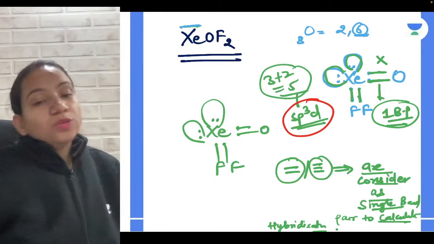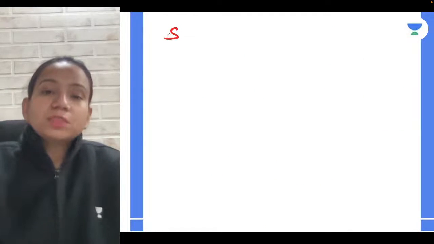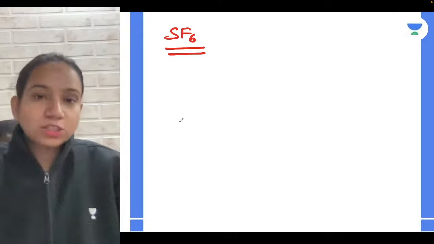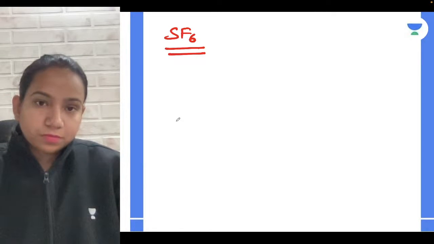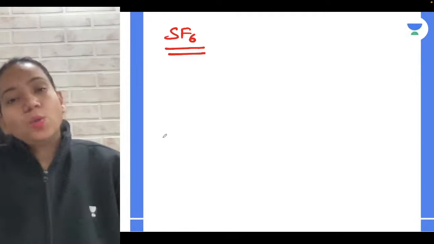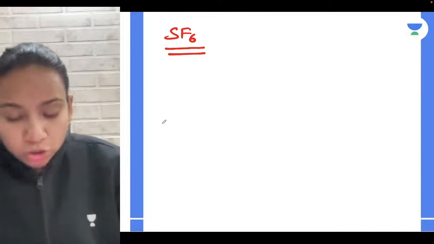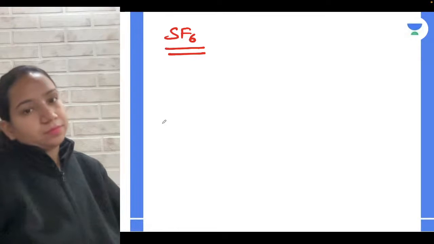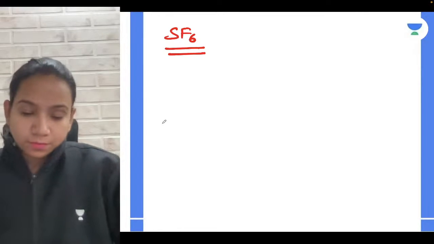Very good. So this way you can find it out for any compound. Like suppose if you have SF6, can you find out what the hybridization will be for it? Last question from the structure. Yes, and then we'll understand one formula which can help you to find out the hybridization.